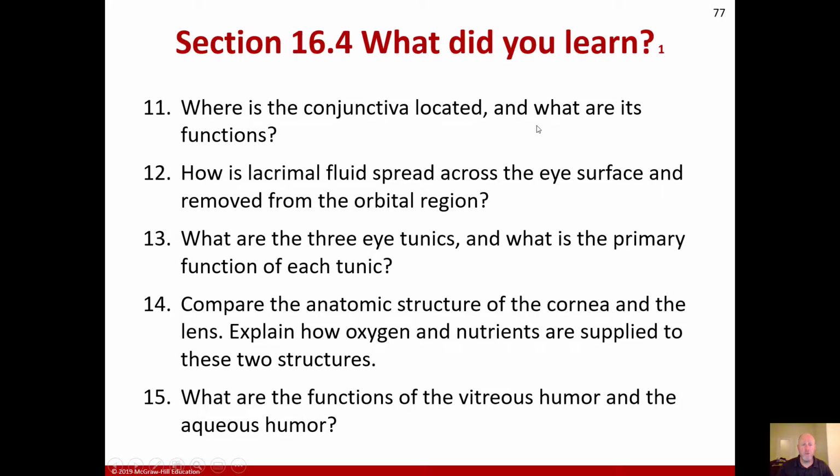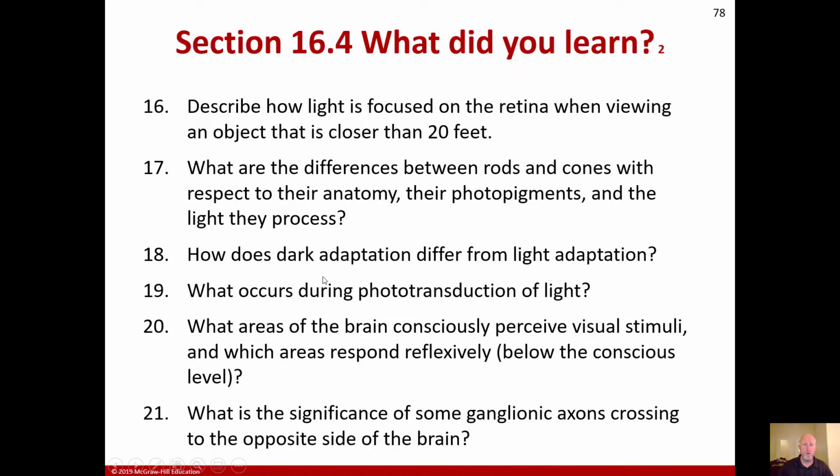Where is the conjunctiva located and what are its functions? How is lacrimal fluid spread across the eye surface and removed from the orbital region? What are the 3 eye tunics and what's the primary function of each tunic? Compare the anatomic structure of the cornea and the lens. Explain how oxygen and nutrients are supplied to these 2 structures. What are the functions of vitreous humor and aqueous humor?